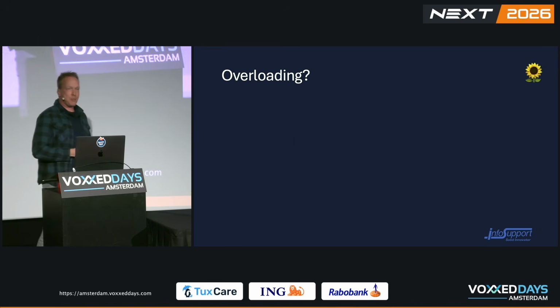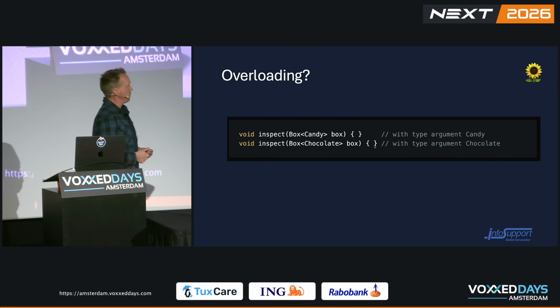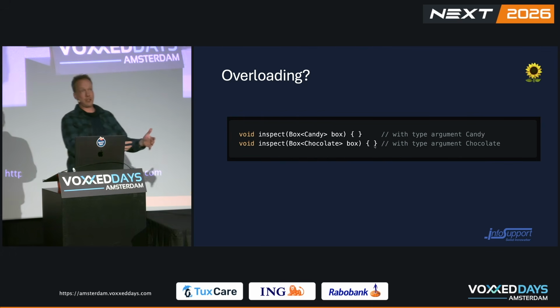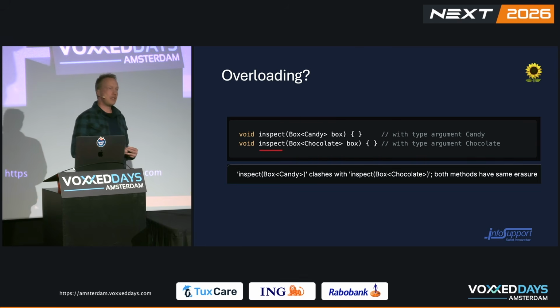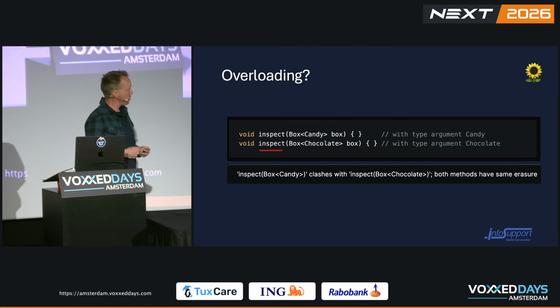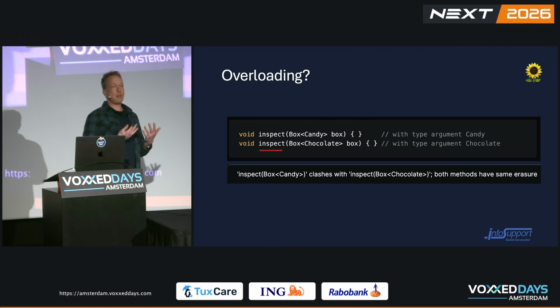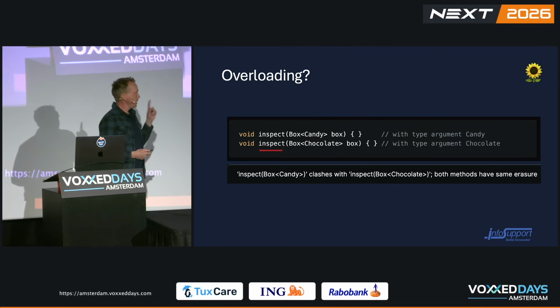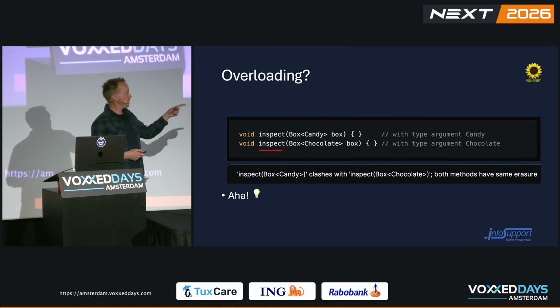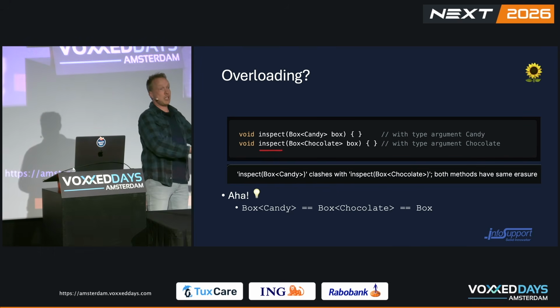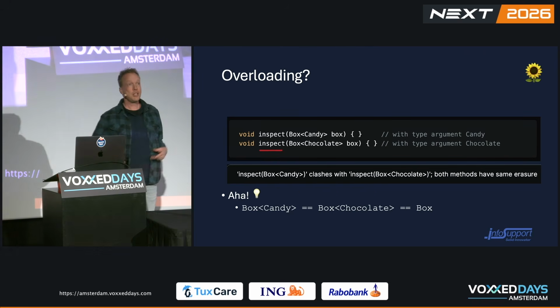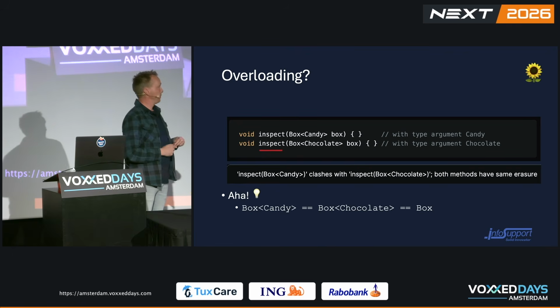Well, the next attempt, maybe we can overload the method, so we can still pass box of candies and box of chocolate to it. When we try to compile this, the second method doesn't compile with this error. Both methods have the same erasure. But now that you know what type erasure is, we can understand what this means, because a box of candy is basically the same as a box of chocolates. It's basically just a box. So this is not a valid overload.